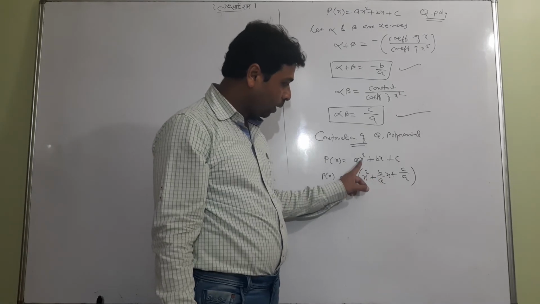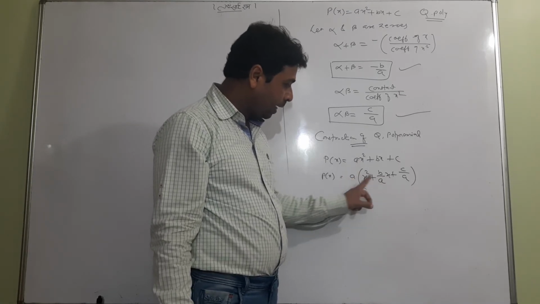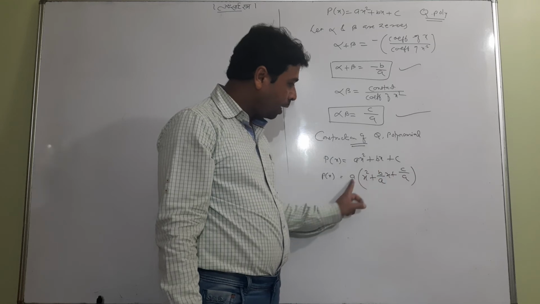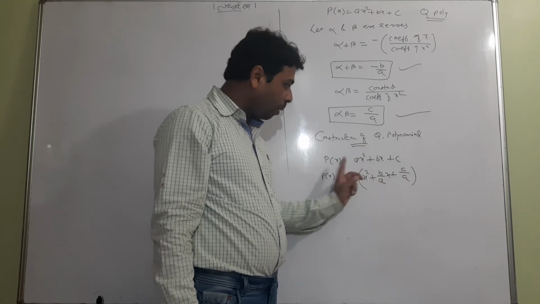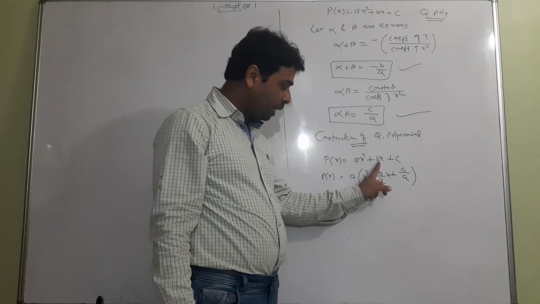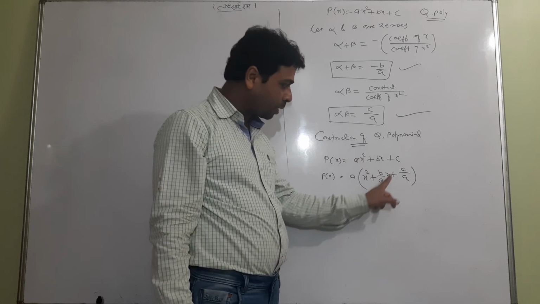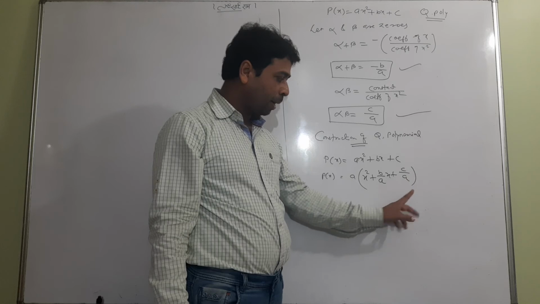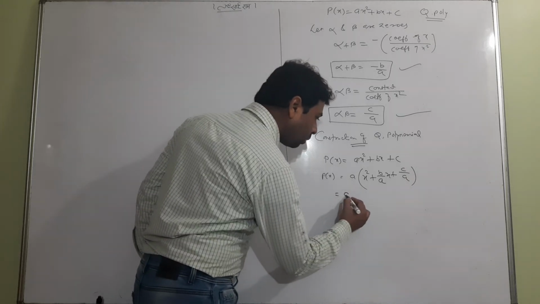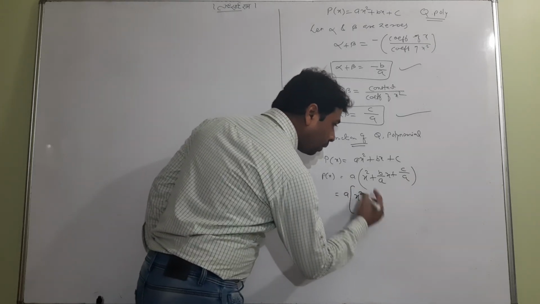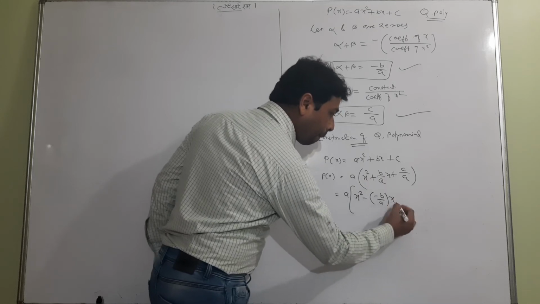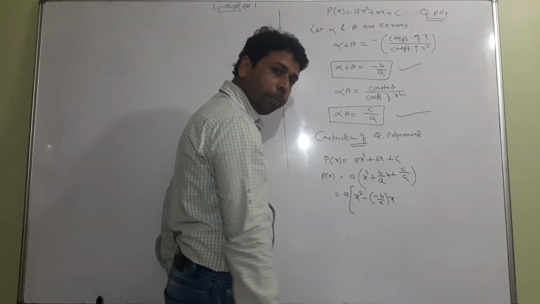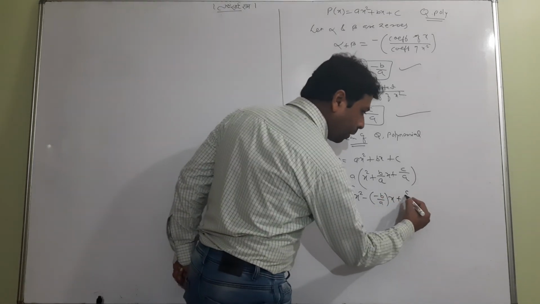A into x square, a into b by a, a and a cancel, bx is remaining. A and c by a, a and a cancel, c is there. Meaning a common, x square remaining, b is here, a is not here, so b by a comes, c is here, a is not here, so c by a comes. Okay, now students, see it carefully. This is plus b by a. Intentionally I am writing minus and minus, it is automatically plus. Plus c by a.